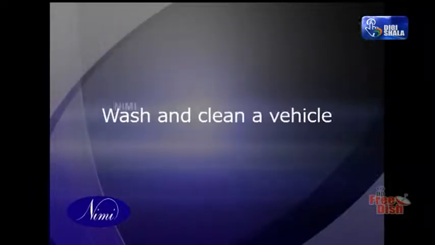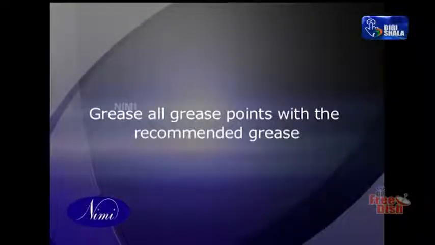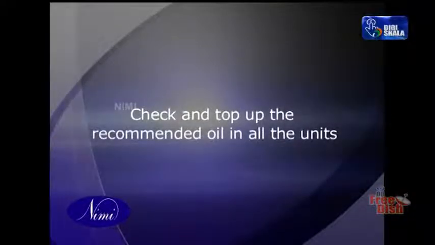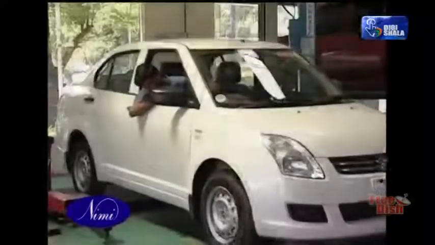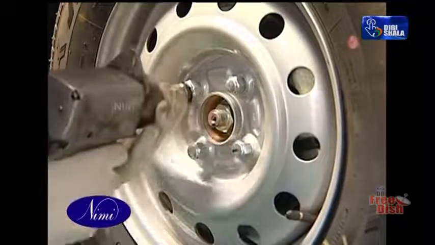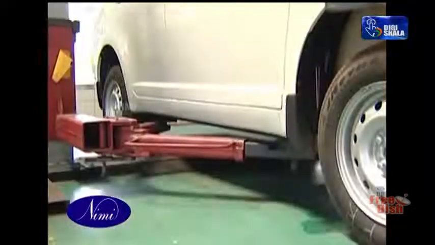Servicing a vehicle. Objectives: wash and clean a vehicle, grease all grease points with the recommended grease, check and top up the recommended oil in all the units. Job sequence: park the vehicle in the center of the car hoist, close all the door glasses, loosen the wheel nuts 1 or 2 threads.